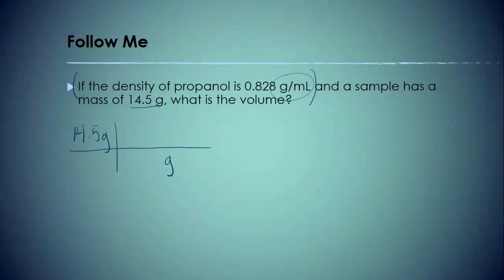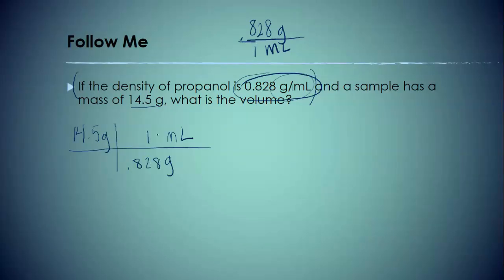Grams is going to go on the bottom, and it wants to know the volume. So do I know anything that would relate the volume, like milliliters, to grams? I do. It's this density right here. So another way to write this is to write it as 0.828 grams per milliliter. I mean, it's an understood 1 milliliter on the bottom here. So if we do that, I could flip it over. If I put the 0.828 in the bottom and the milliliter on top, then I have a fraction that I can use to do my conversions with.